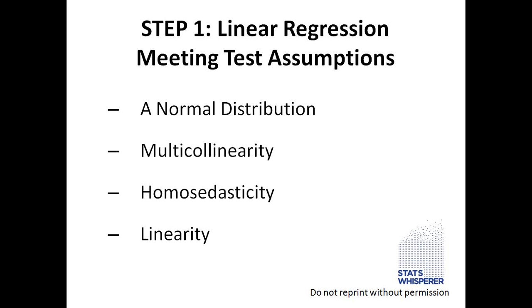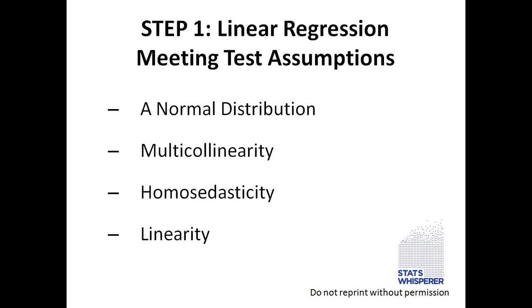So the mark of a good, efficient, professional, sophisticated analysis is, of course, to look at these test assumptions. So we have 4 that we must consider. Right? So a normal distribution, multicollinearity, homoscedasticity, and linearity. Right? So all 4 of these need to be checked.